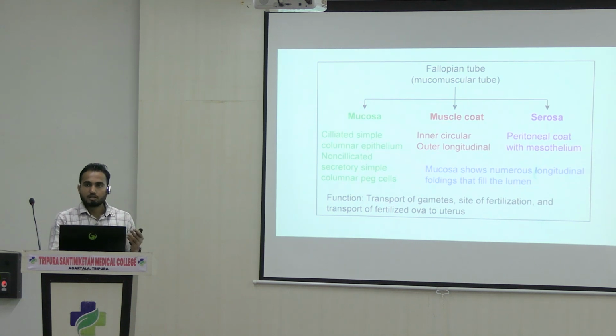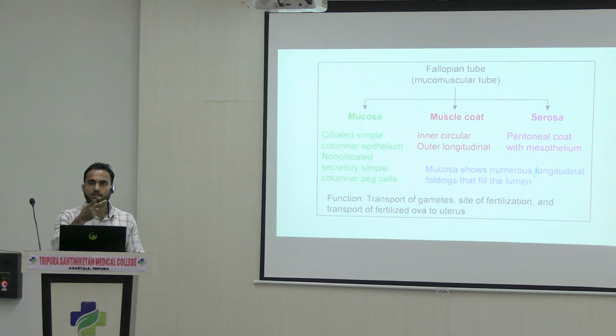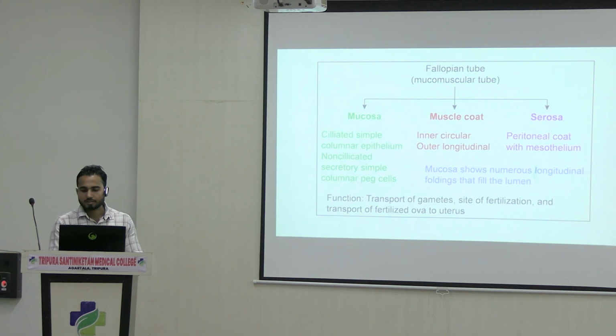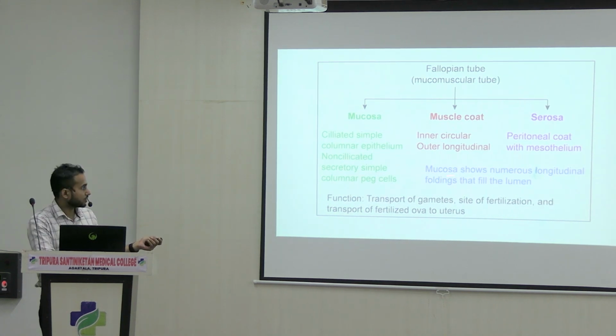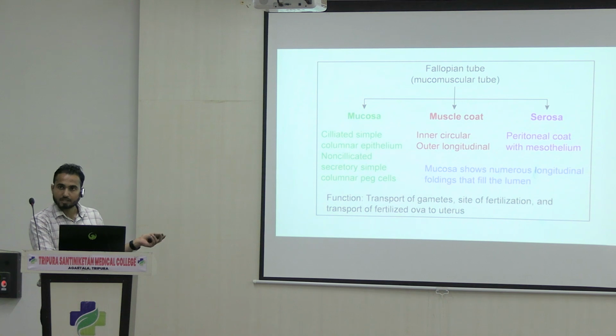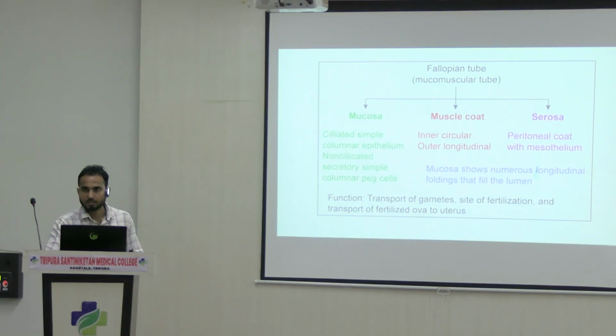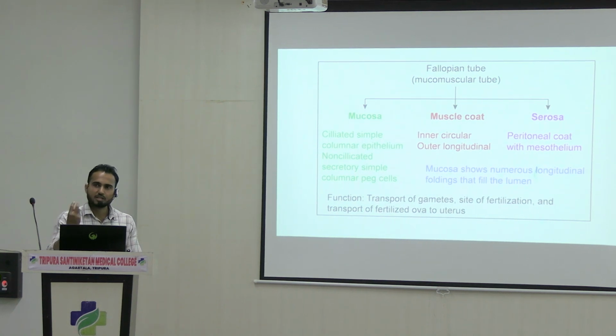Next, in the mucous membrane, as I said, two different types of cells are there. Along with that, the mucosa shows numerous longitudinal folds, which fill the lumen. So a very small part of the lumen is empty. Mostly you can see it is filled by the mucosal folds.